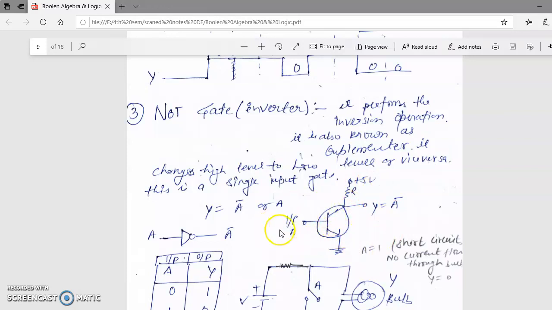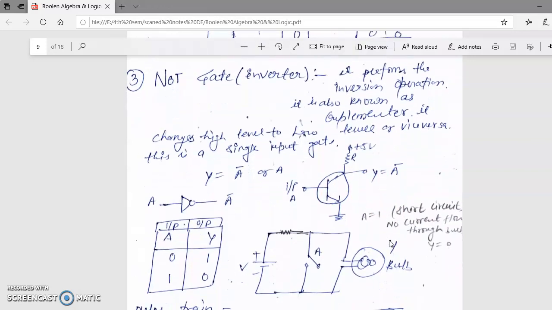If we apply 1, we get the output 0, because this transistor goes into saturation, and the output of this terminal is low level, or we can say 0. If A equals 0, then the transistor is not forward biased or active. It is in the off condition, or cutoff condition, and we get the output at high level. So it works as an inverter.